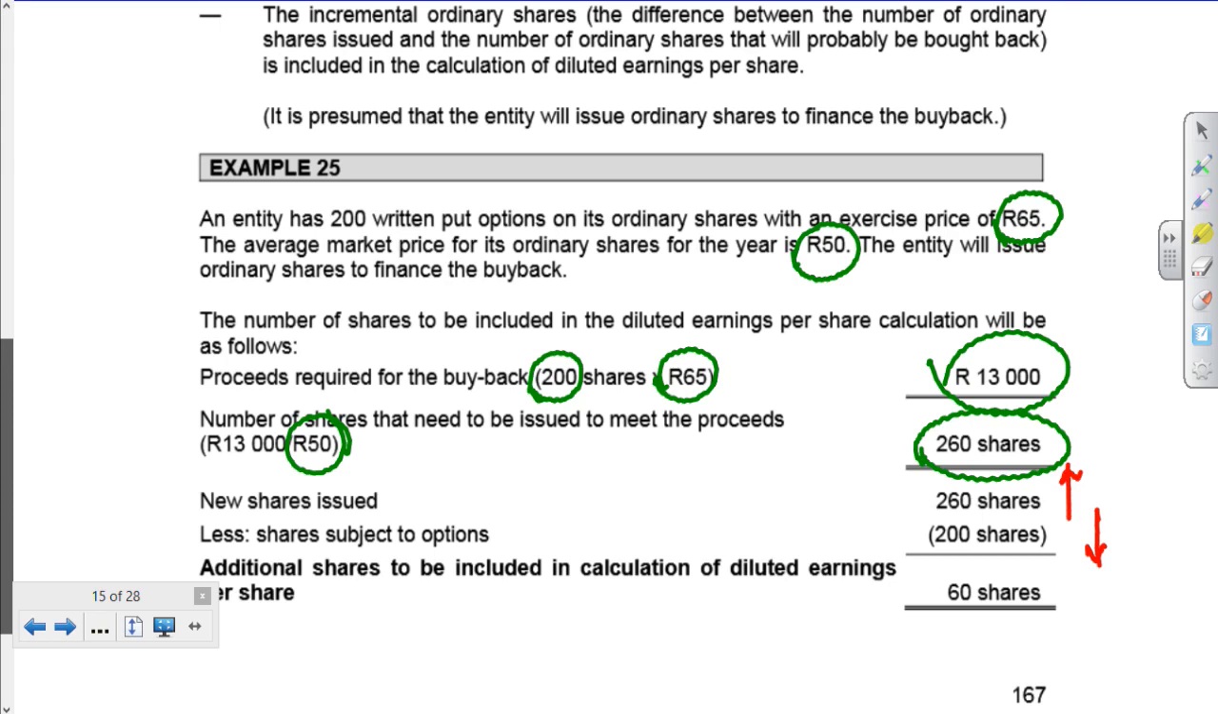Written put options. So if you just remember that assumption, the shareholder will come to me, I'm going to have to buy his shares back from him. In order to raise that cash, I have to issue shares in the market. So there'll be two movements in weighted average number of shares. I will issue shares, shares will go up. I'll buy back shares, shares will come down.